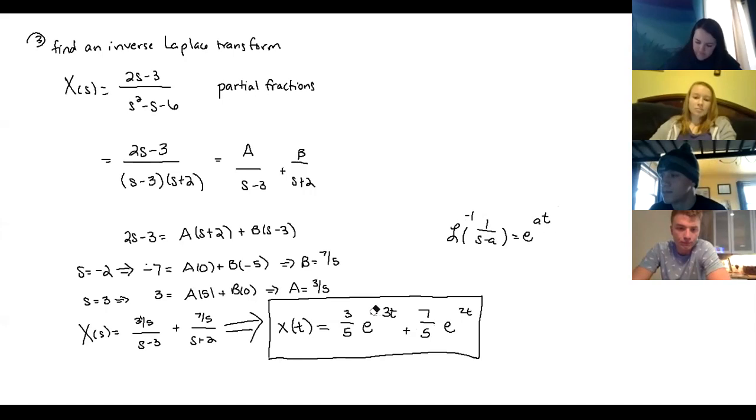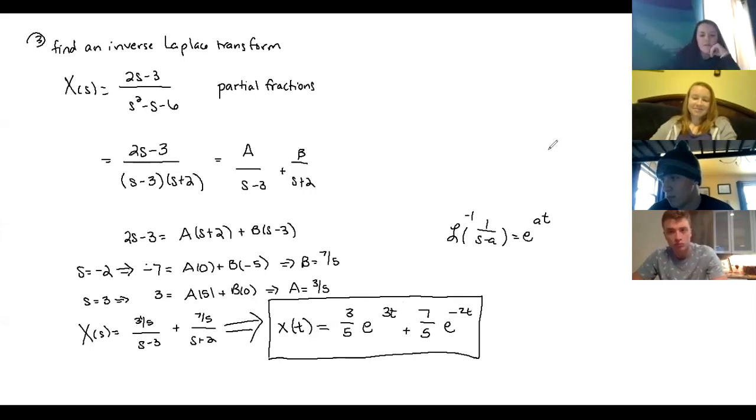Can we erase? Oh, come on, oops, and I erased too much. I so desperately want a chalkboard. 3/5 e to the 3t plus 7/5 e to the negative 2t. Okay, that should be right.